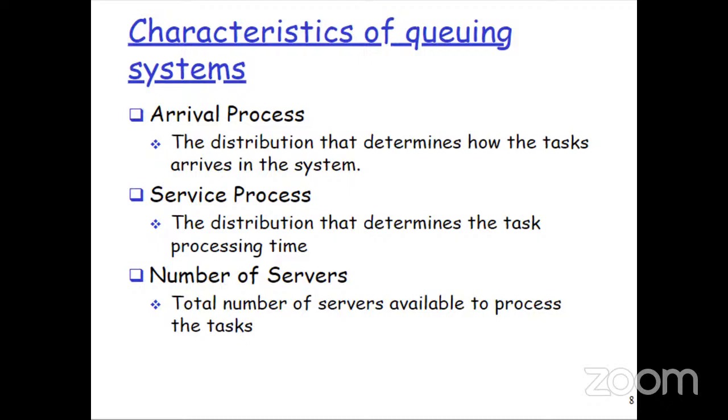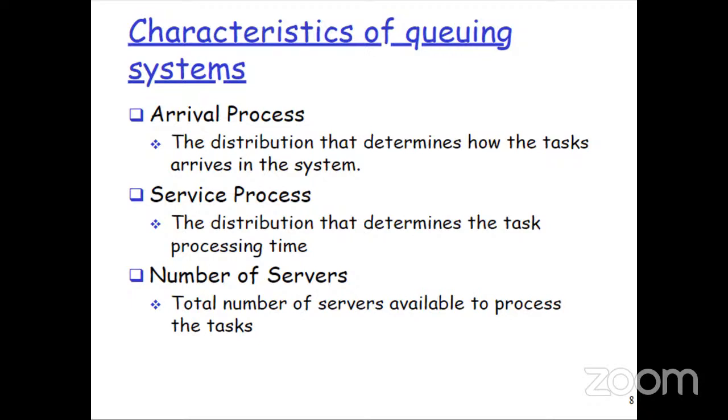Then service process. The distribution that determines the task processing time, means how much time it takes to complete your process, complete your task. To complete the task, it takes some time, and that time will be determined by the queuing system only, that is by the service process. So the service will be given.